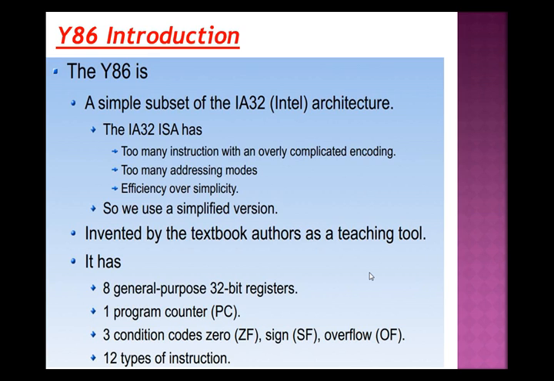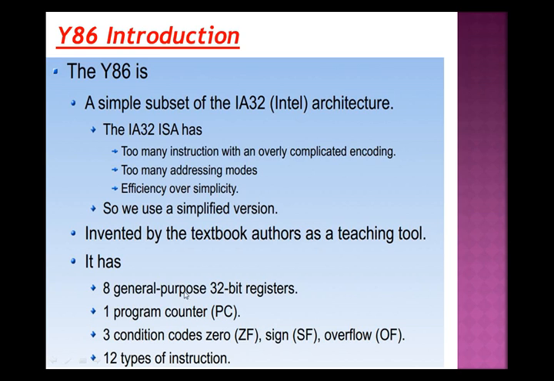First is Y86 introduction. First of all, what is Y86? It is a subset of the IA32. What is IA32? That is Intel Architecture 32, that is of 32 bits. So it is a subset, means a simpler version of the IA32. The IA32 ISA has too many instructions with an overly complicated encoding, too many addressing modes, efficiency over simplicity. So we use a simplified version that is invented by the textbook's authors as a teaching tool.